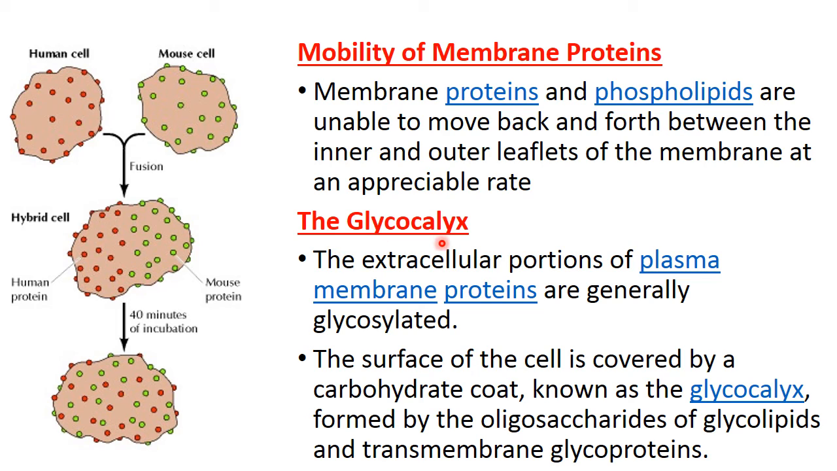Next one, the glycocalyx. The glycocalyx is the extracellular portion of plasma membrane proteins, which are generally glycosylated. The surface of the cell is covered by a carbohydrate coat known as the glycocalyx, which is formed by the oligosaccharides of glycolipids and transmembrane glycoproteins.